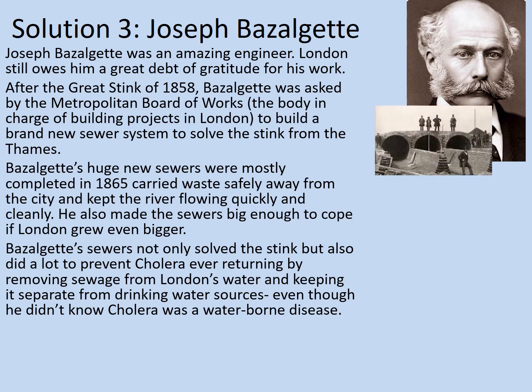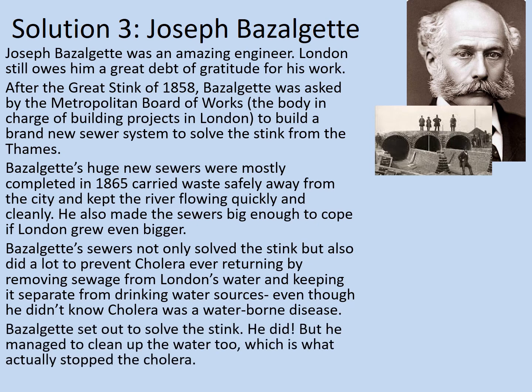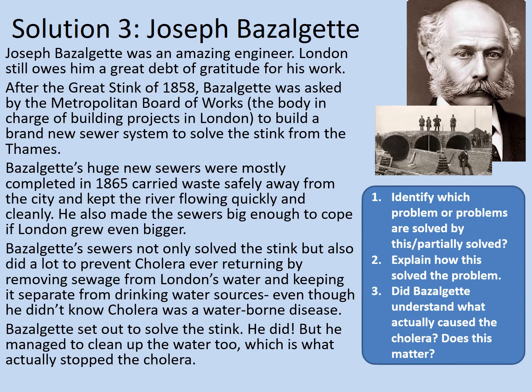Here's a picture of his sewers under construction, giving an idea of their scale. Bazalgette set out to solve the stink. He did, but he managed to clean up the water too, which is what actually stopped the cholera. So identify which problem or problems are solved or partially solved by this, explain how this solved the problem, and did Bazalgette actually understand what caused the cholera? Does this even matter? Pause the video now while you complete this next section.